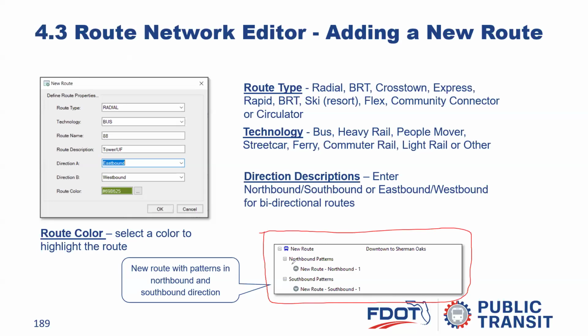This northbound pattern would be here. So it automatically creates an empty northbound and an empty southbound pattern when you create a route. Now, it could be eastbound, westbound, depending on what you would select here, or circulator, but it will create the default patterns that you can then start working with to develop the route alignments.